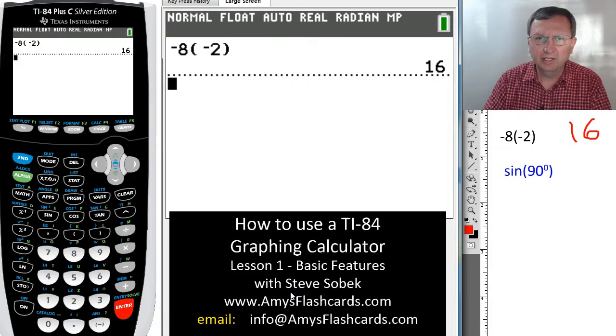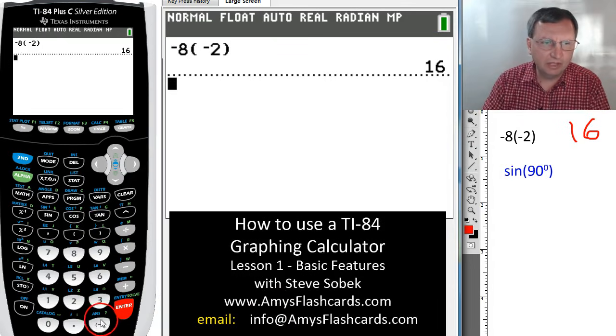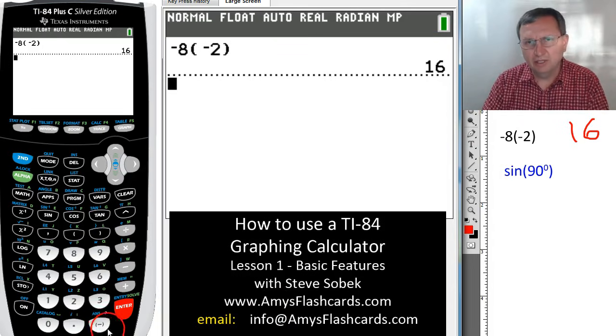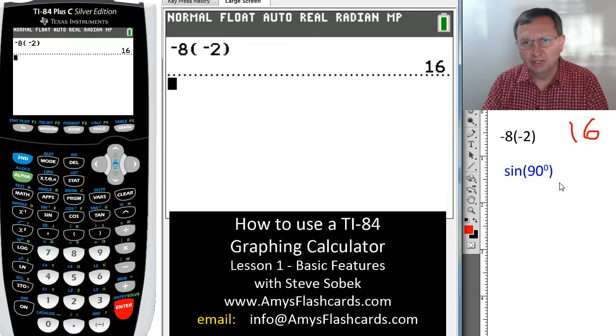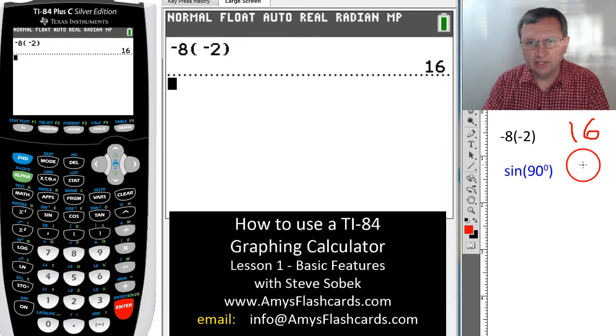So the moral of the story, be careful to always use this button down here for your negation. Do not use the subtraction key, despite how tempting it is because of its similar looks. Okay, the sine of 90 degrees. All right, now we know the sine of 90 degrees is positive 1.